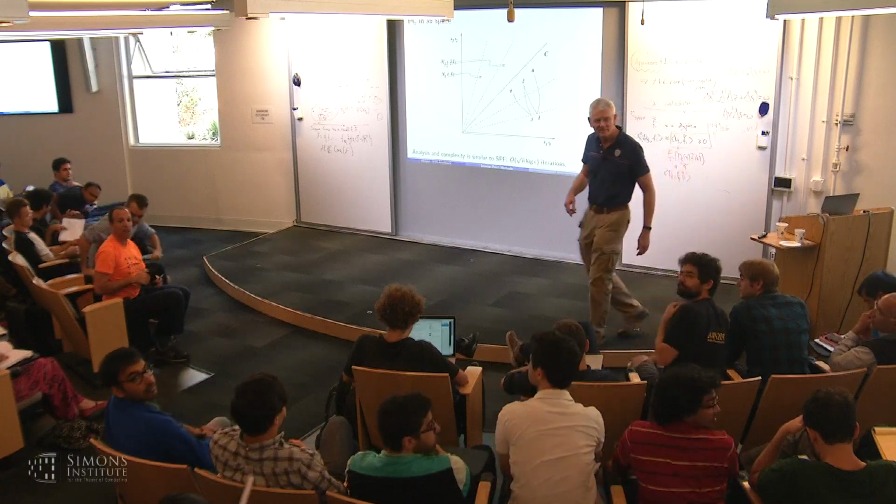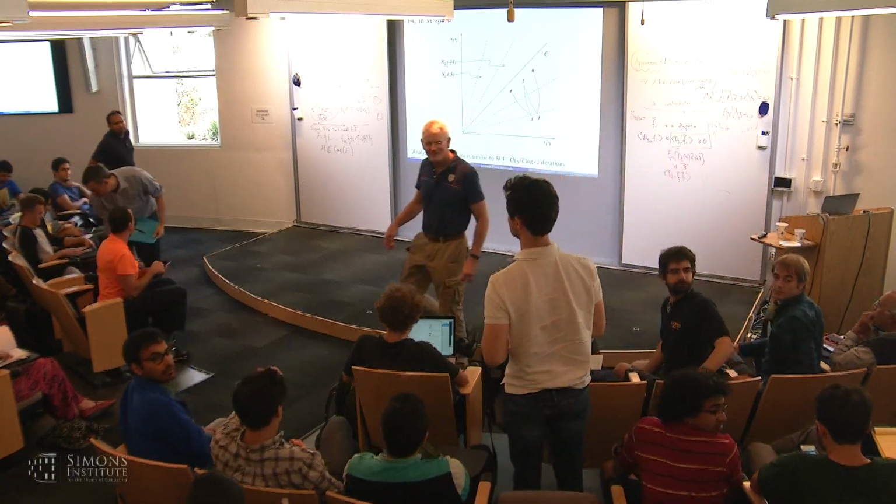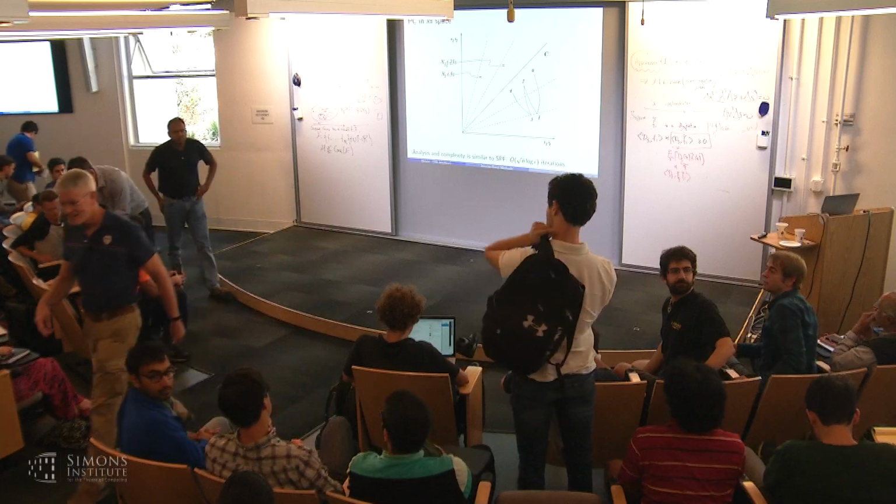Once upon a time, the Holy Grail was sort of showing that there was a logarithmic number of iterations.